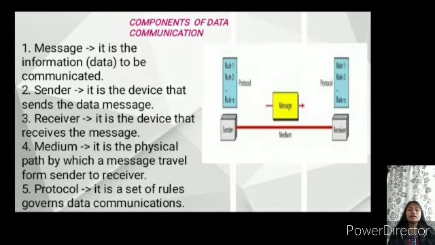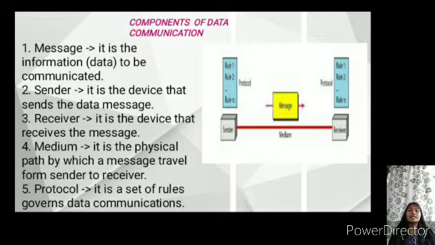In data communication, we also have five components. First is the message. What is a message? The message is the information to be communicated by the sender to the receiver. Then second is the sender. The sender is any device that is capable of sending the data or message. Then third is the receiver. The receiver is the device that the sender wants to communicate the data or message to.